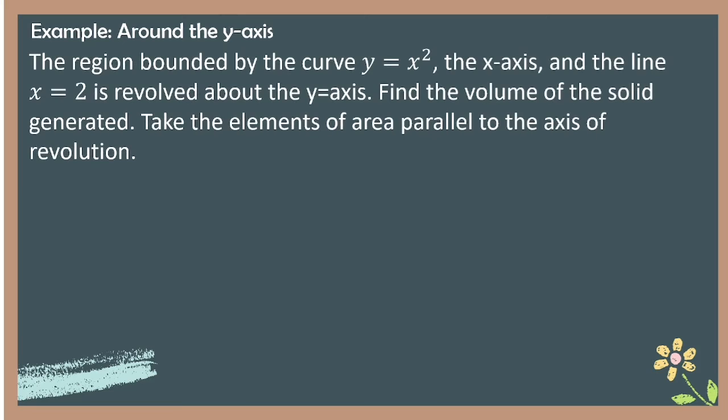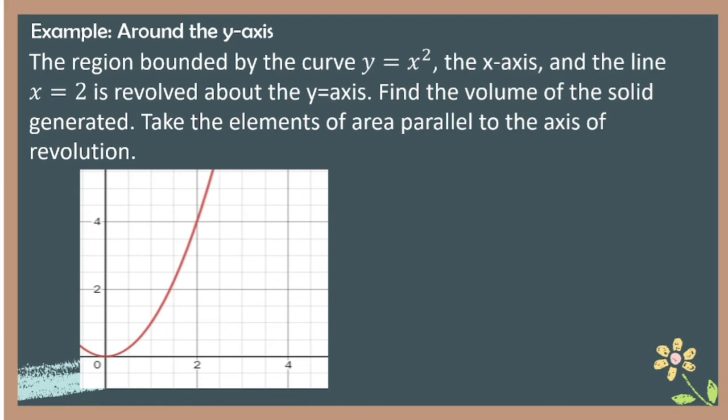Now, around the y-axis, let's try around the y-axis, okay? The region bounded by the curve y equal to x squared, the x-axis, and the line x equal to 2 is revolved about the y-axis. Find the volume of the solid generated. Take the elements of the area parallel to the axis of revolution. So now it revolves around the y-axis, so the element, or the shell method here, is parallel to the axis of revolution.